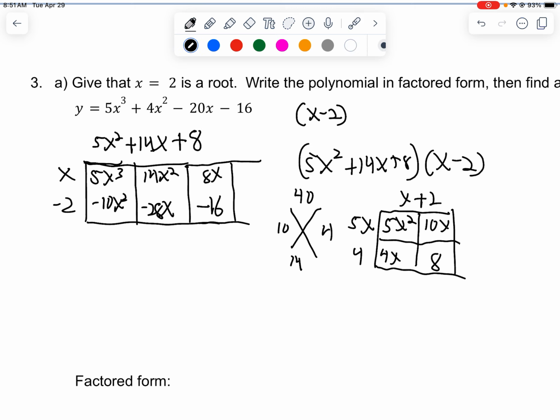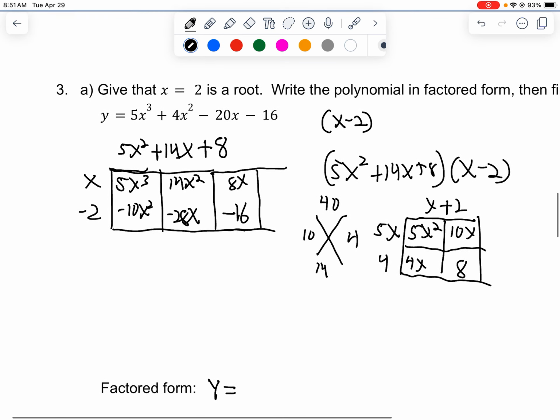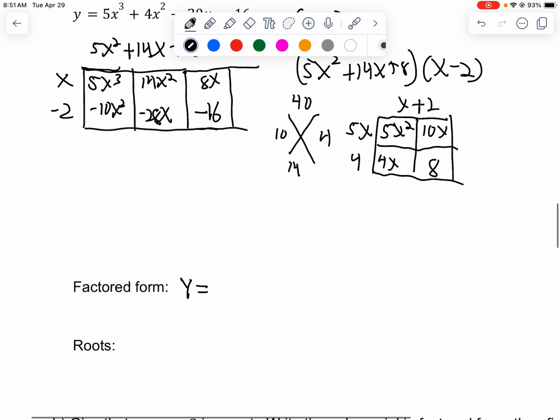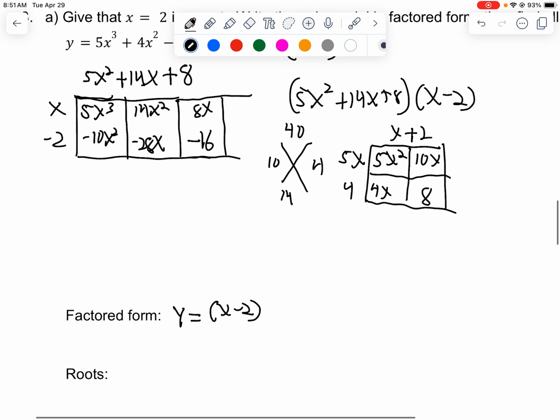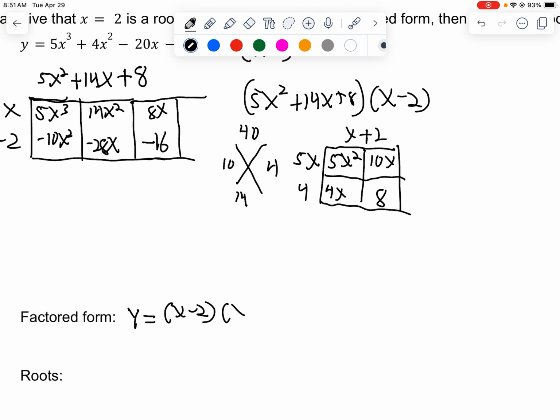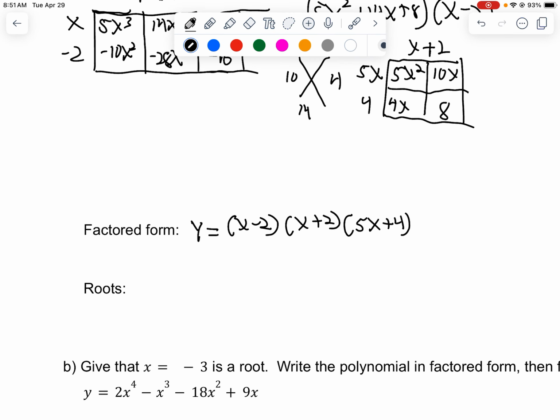So we can write this in factor form as y equals, okay, no, that's not this problem. So we have x minus 2, because they gave us 2 as a 0, or root. And then the other 2 will be x plus 2, and 5x plus 4. The roots, you just set each of these factors equal to 0. So that would be x equals 2, because that's a 2.